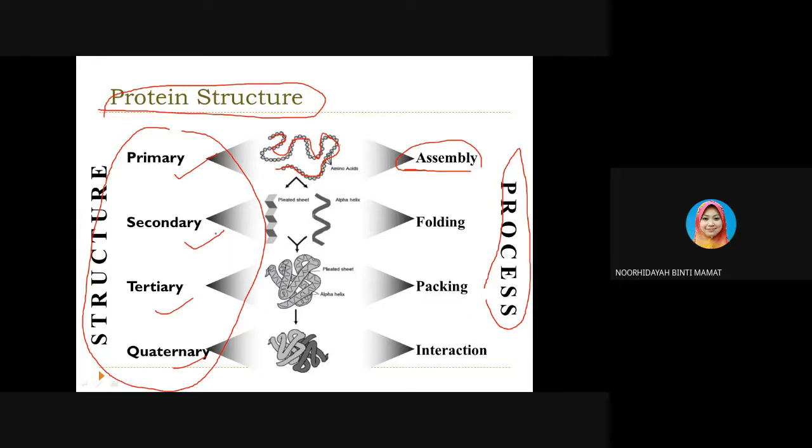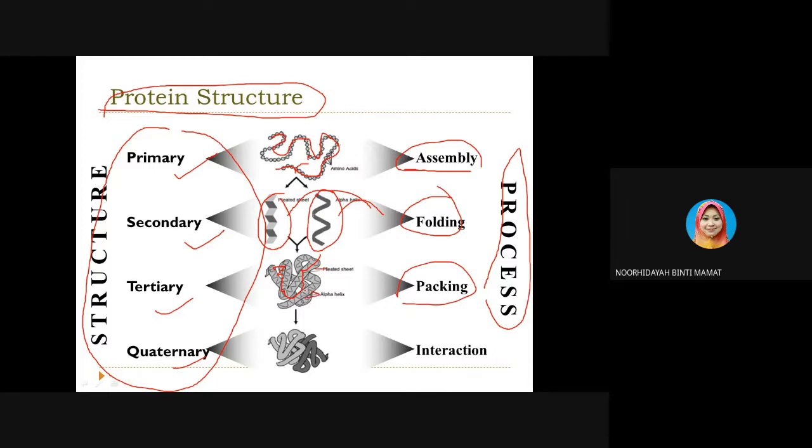The secondary structure of protein is where these amino acids fold. They will become the alpha helix, or the alpha or beta pleated sheet shape. So the amino acid chain will fold to become the alpha or beta. Then the tertiary structure of protein is where they are picking up the folding chain. Okay, so they are picking up the folding chain. This is the pleated sheet.